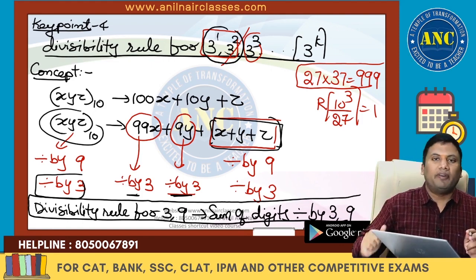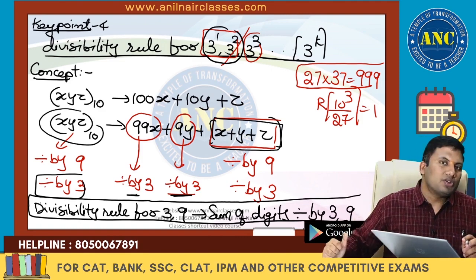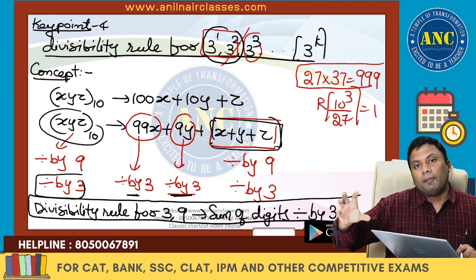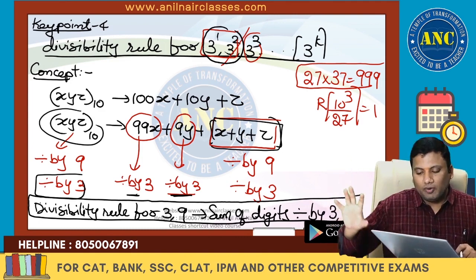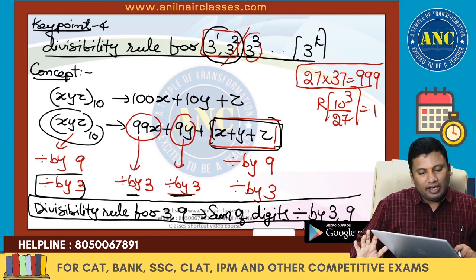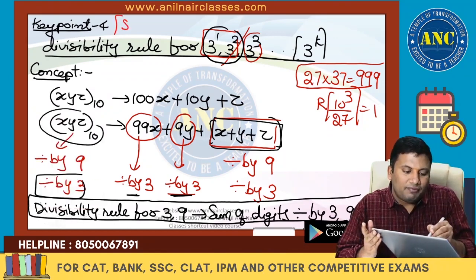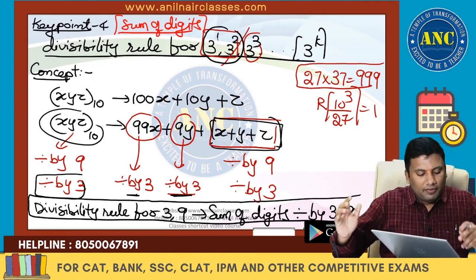For 27, 10 cube divided by 27 is 1. For 81, we will use Euler's theorem and some more related concepts; 10 power k divided by 81 is plus or minus 1. So that is a little advanced level. Let us restrict to 3 and 9. I hope key point number 4 is clear. What is key point number 4? Sum of the digits should be divisible by 3 or 9.